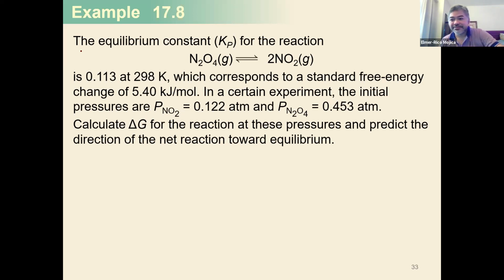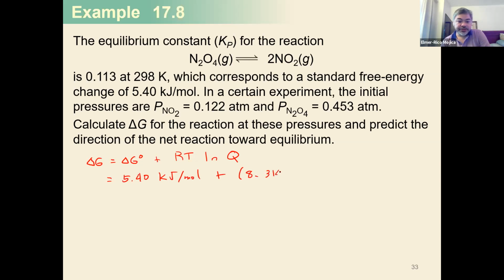So if we're going to look at it, delta G equals the standard delta G plus RT ln Q. And then based on this, what are we going to do? So we have here the standard free energy, which is 5.40 kilojoules per mole plus 8.314 joules per kelvin mole times 298, then ln. So how are we going to do the ln here?